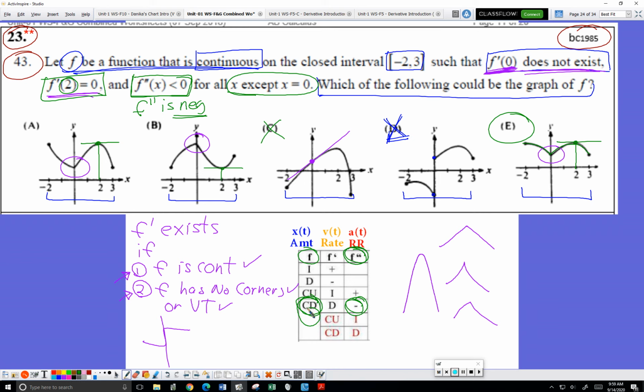Go ahead, Jonah. So everywhere has to be concave down, not just. Right, except x equals 0, because it says f double prime is negative everywhere except x equals 0. Right there. So here f is definitely concave down for all those x's. Here f is also definitely concave down for all those x's. You good? Yeah. Three more. Pretty obvious.